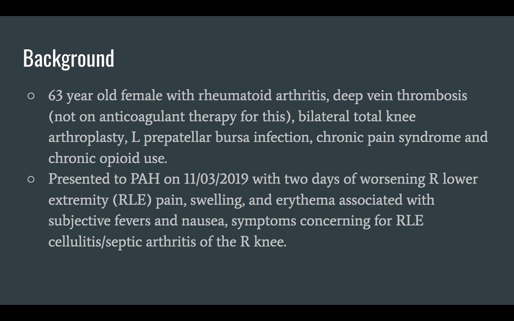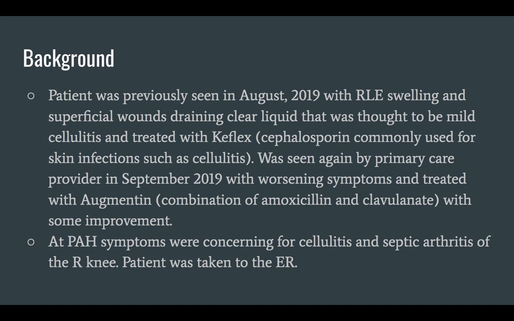So, this patient was previously seen in August with right lower extremity swelling and superficial wounds that were draining clear liquid, which was thought to be mild cellulitis and treated with Keflex, a cephalosporin commonly used for skin infections. This patient was seen again by the primary care provider in September, just a month later, and their condition was not getting any better, so they were treated with another antibiotic, Augmentin, a combination of amoxicillin and clavulanate, and the patient was improving a little bit. However, now in November at Pennsylvania Hospital, there were symptoms concerning for cellulitis and septic arthritis of the right knee, and they were taken to the ER, like I said, November 3rd.